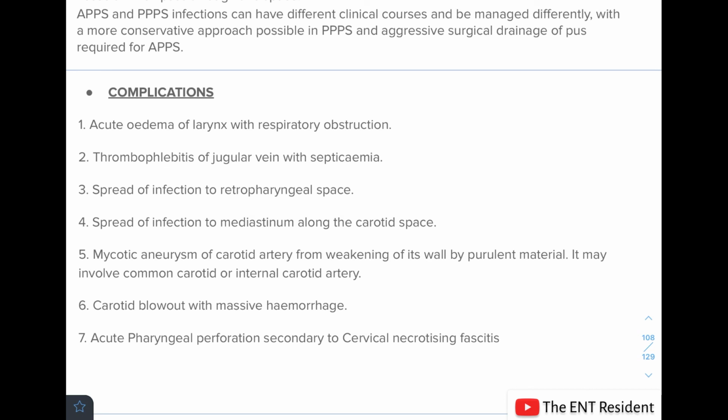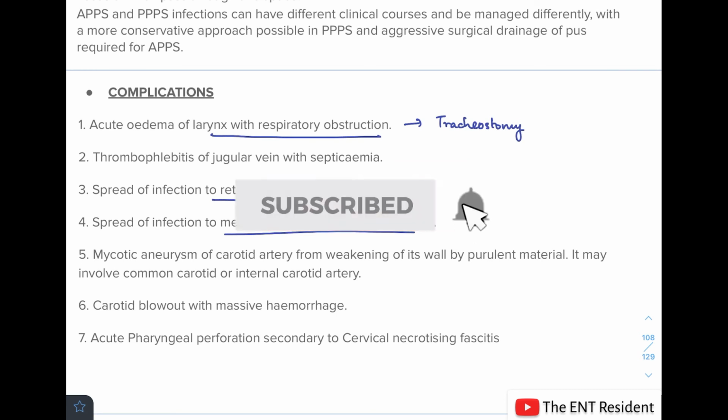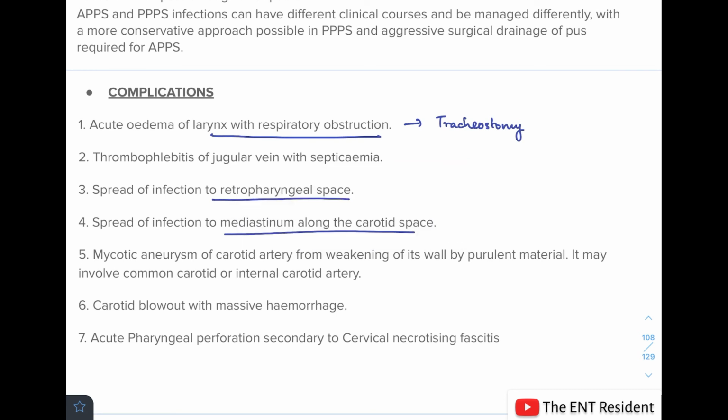The complications include acute edema of the larynx leading to respiratory obstruction. In these cases, you will have to end up doing a tracheostomy. There can be thrombophlebitis of the jugular vein with septicemia. There can be spread of infection to the retropharyngeal space, and to the mediastinum along the carotid space. There can be a mycotic aneurysm of the carotid artery from weakening of its wall by purulent material. It may involve the common or the internal carotid artery. There can be a carotid blowout with massive hemorrhage. And lastly, it can lead to an acute pharyngeal perforation secondary to cervical necrotizing fasciitis.